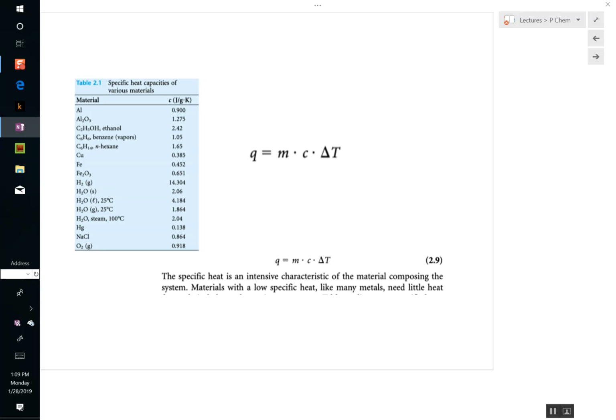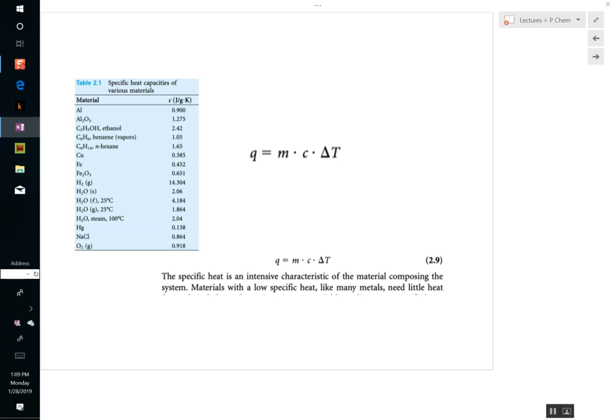We're going to start getting into calculating the heat for heating up or cooling down anything. You've got specific heats in joules per gram Kelvin for various materials. This is the intensive property. It doesn't matter the amount of material. This is the fundamental property of these materials.